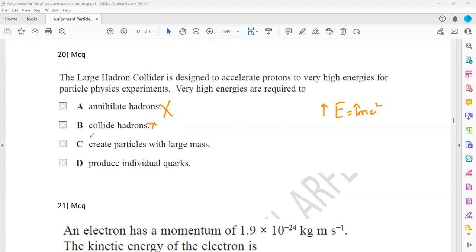To create a particle with a large mass, we need more kinetic energy for the particle, so a greater amount of energy changes into mass. If more energy, it means it can produce massive particles. And to produce individual quarks, that's also not a valid reason.